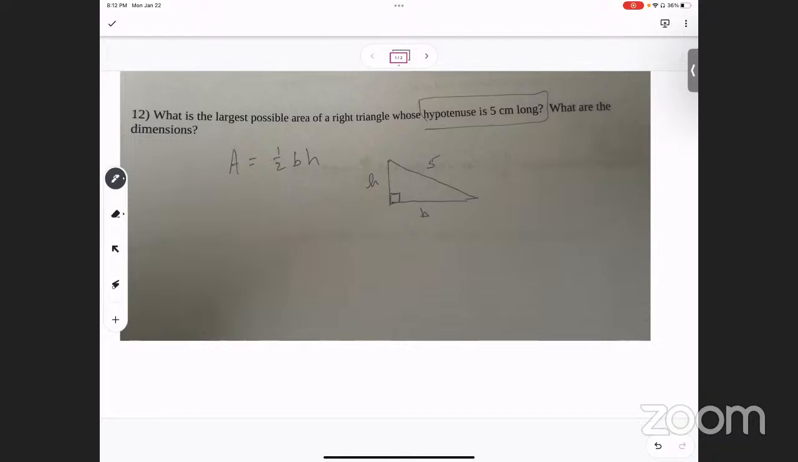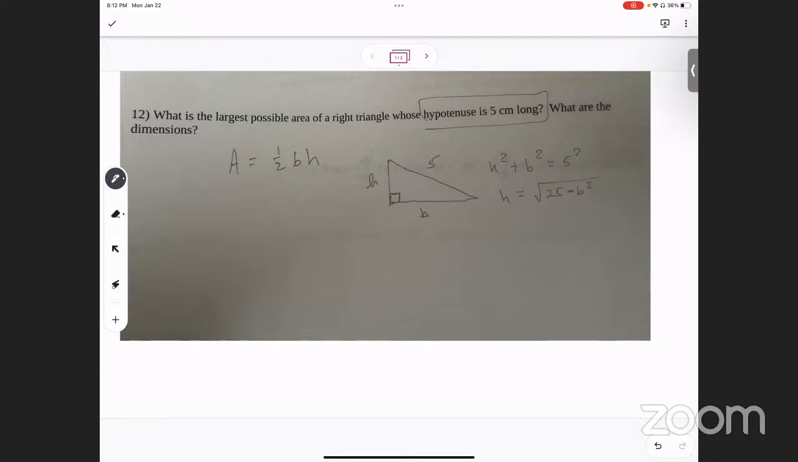Here's the idea for optimization problems. You want to take the formula you're trying to optimize and rewrite it in terms of only one of the variables. So we have to find some other equation that relates B and H. Since the hypotenuse is 5 centimeters, we use the Pythagorean theorem: H squared plus B squared equals 5 squared. Let's solve that for H. H equals the square root of 25 minus B squared. Got how I got that? We know it's not the negative one, so it's just the positive one.